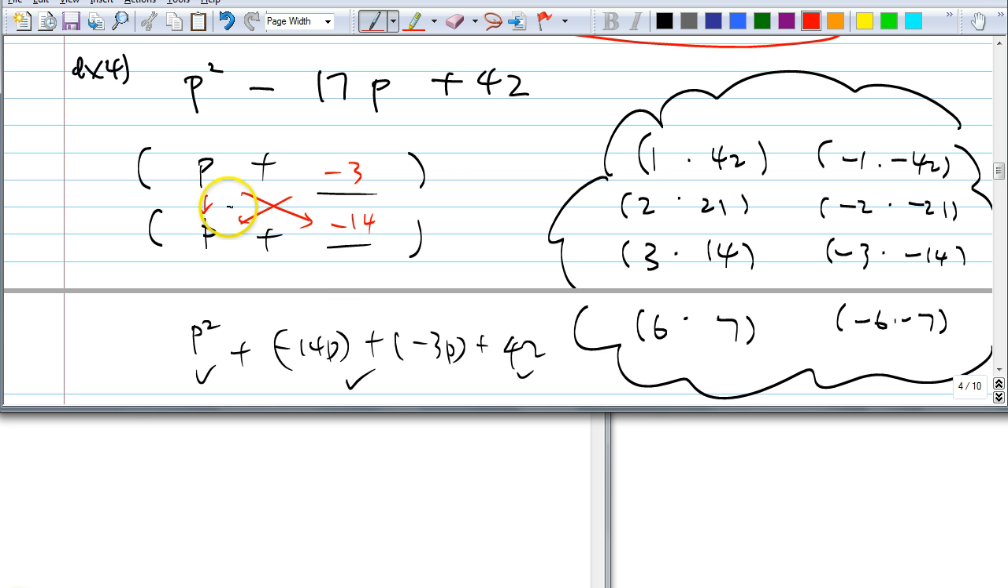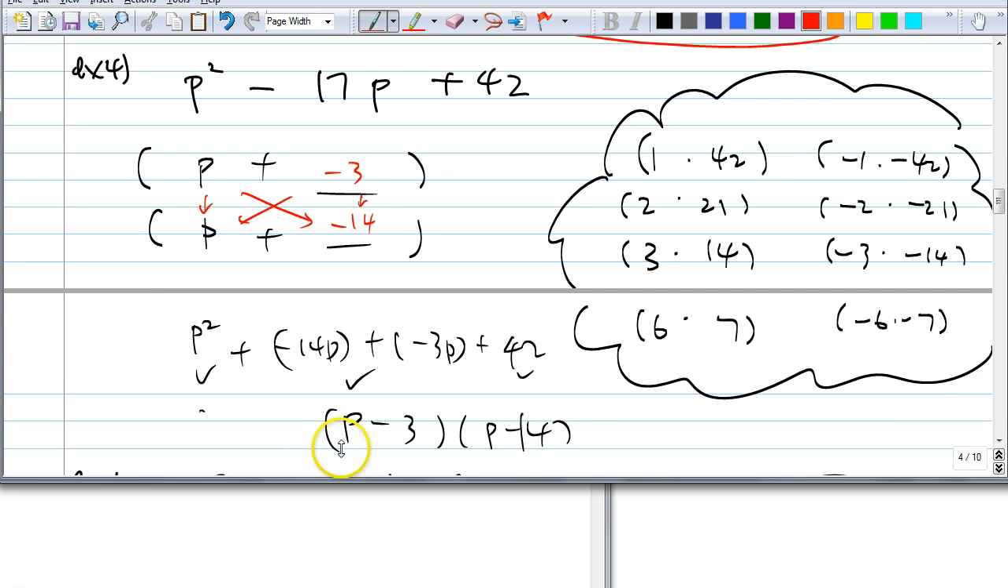We have to check the vertical ones too. P times p is p squared. What's negative 3 times negative 14? 42, right? And that's how I got negative 3 and negative 14. You should all check all these three things, but especially the middle term. That's what we have to be careful of. So what's the answer, class? The answer is p minus 3 times p minus 14. There you go. Easy enough?